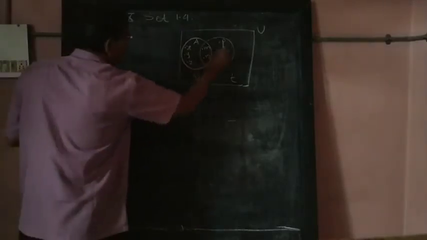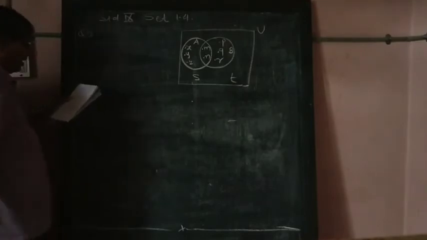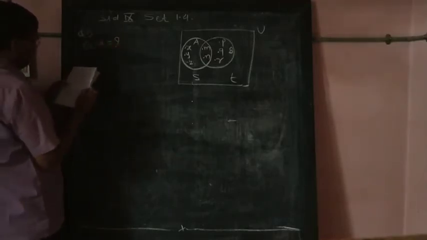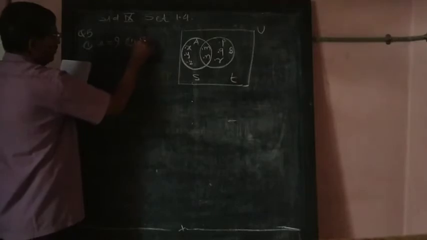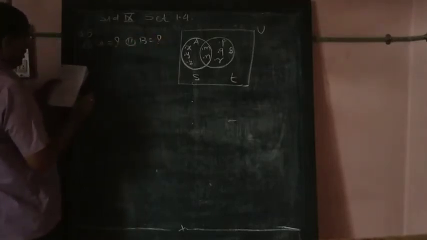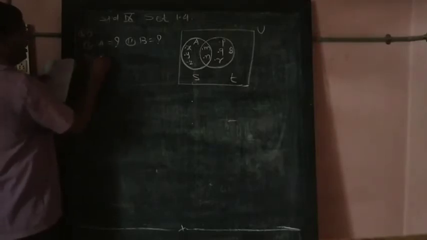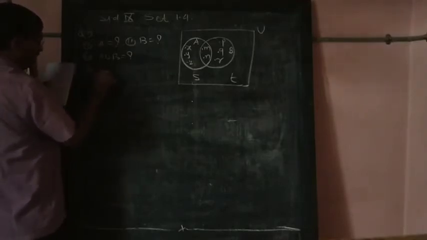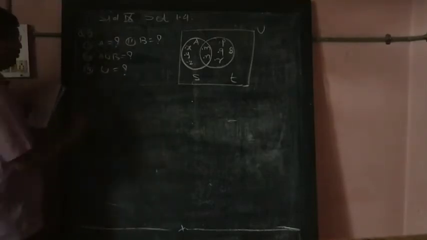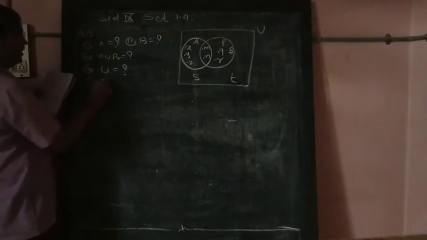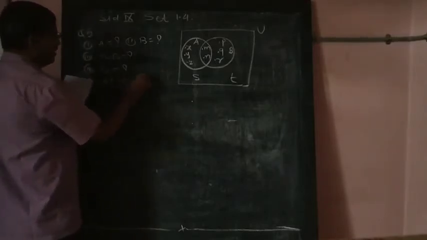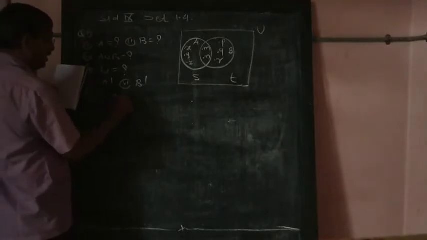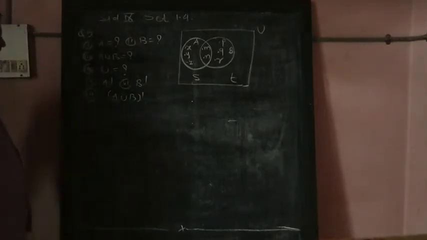Please check here. I think this is set B. So set A, you should write set A. Then you should find set B. Then the third question is A union B. The fourth question asks for set U. Then the fifth question is complement of set A. The sixth question is complement of B. And the seventh question is A union B complement. Very simple.